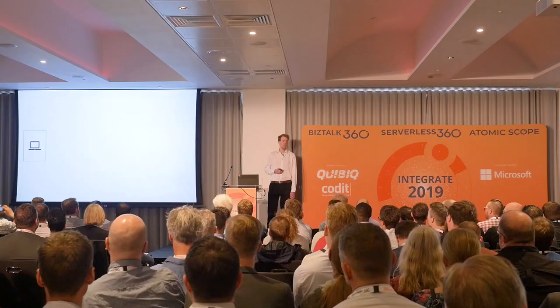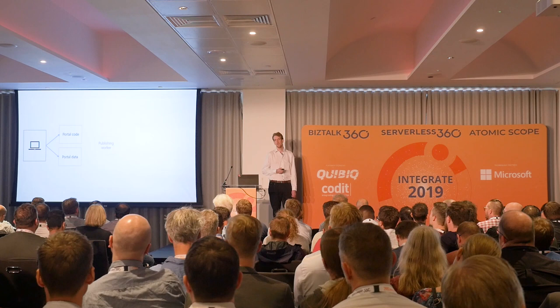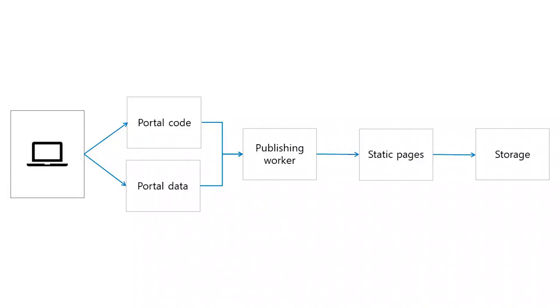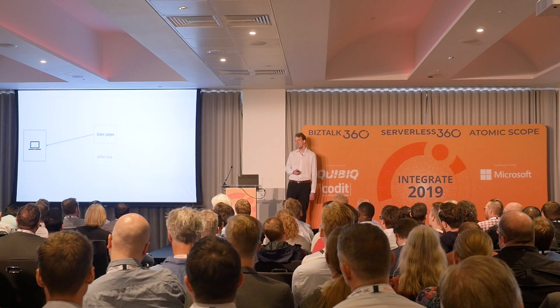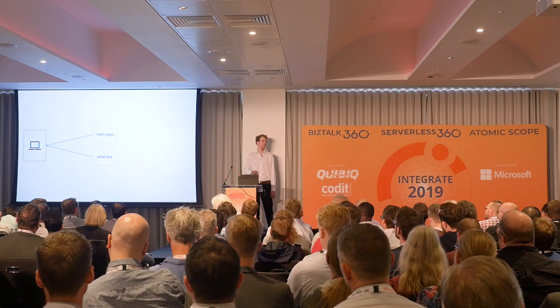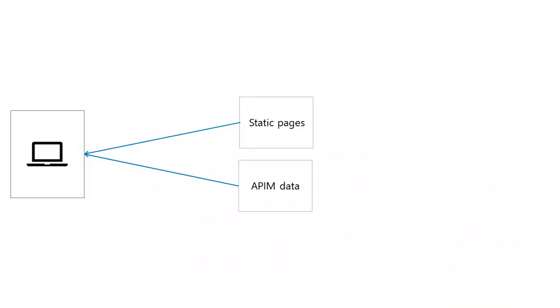So for example, if you edit content or code of the portal, you need to run a publishing step which generates static files, which then you can host using any solution. So for example, a storage account. When you visit the website, you are first served those static files, and then additional data, in our case, for example, list of APIs or users' details, is fetched dynamically through APIs from the browser using JavaScript.